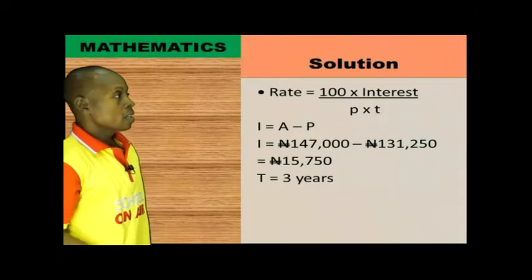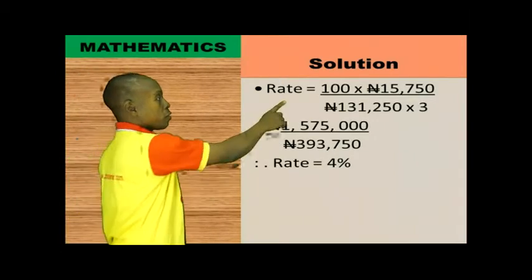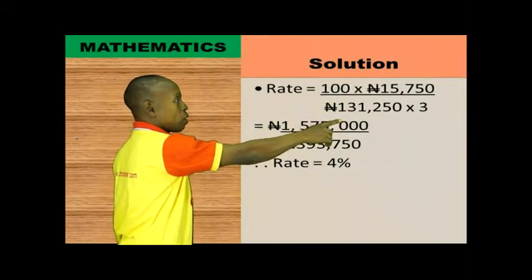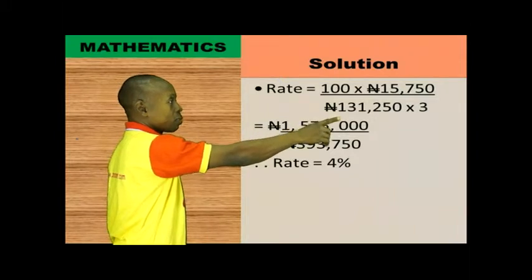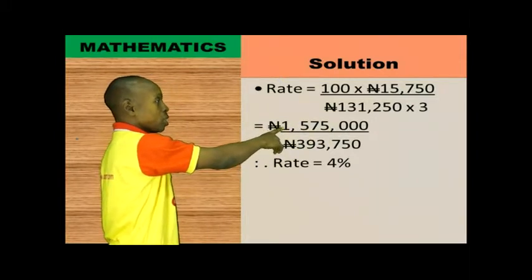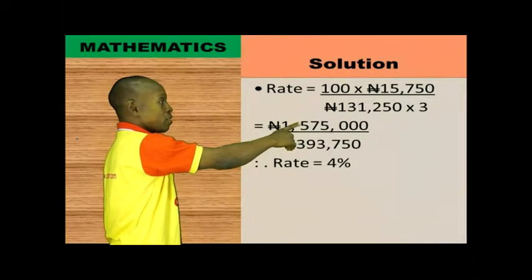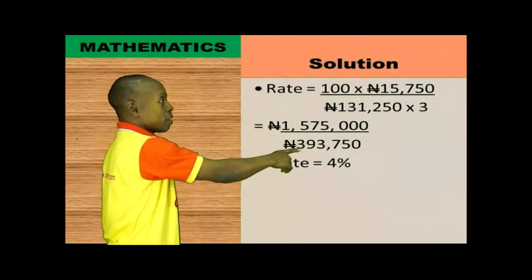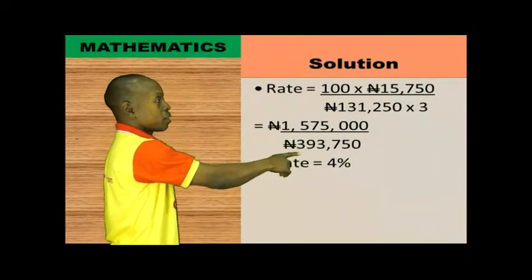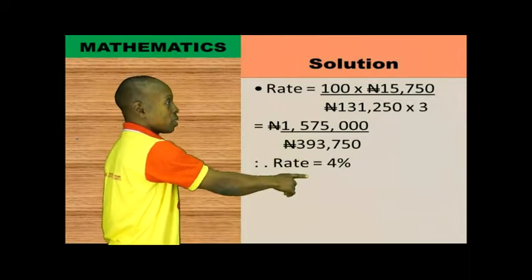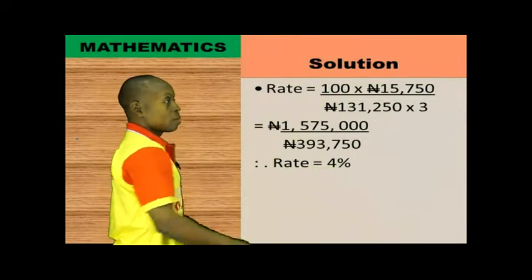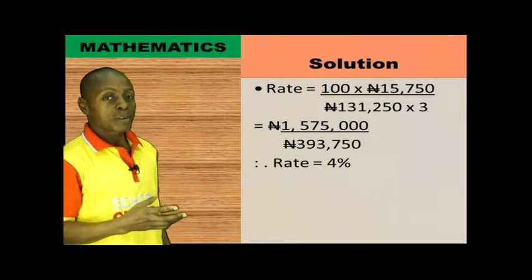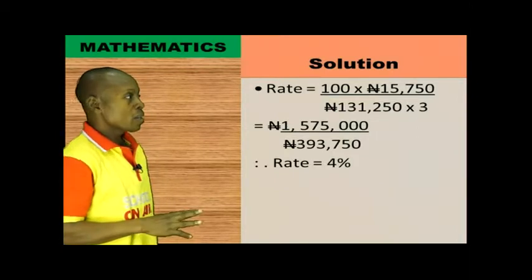So let's insert the values into the formula. So you have rate is equal to 100 multiplied by 15,750 naira all over 131,250 naira times 3. If you multiply what you have at the numerator, you have 1,575,000 naira, divided by 393,750 naira. When you divide by this, you have the rate to be equal to 4%. That means the rate at which the interest is charged is 4% per annum. That's the rate of interest. It's as simple as ABC.